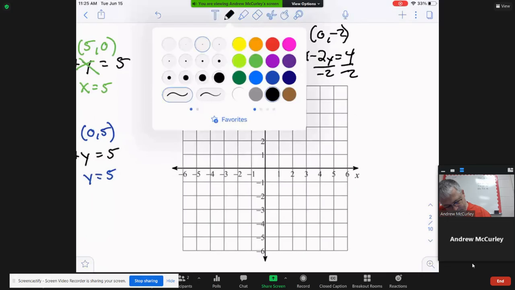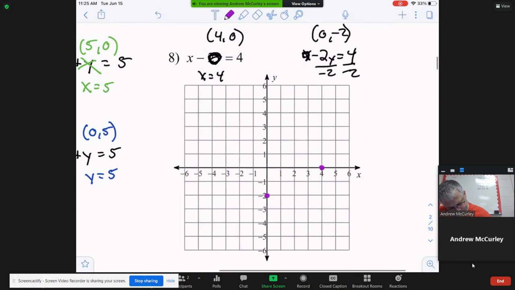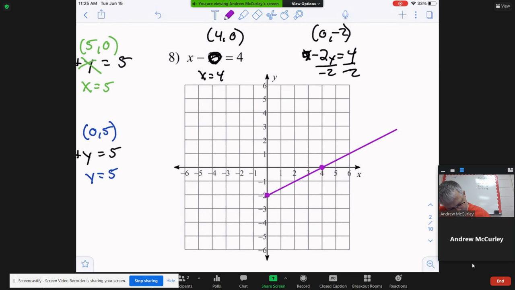Okay, so (4, 0) on the x, and (0, -2). And there's my line again. I have to have 2 points.